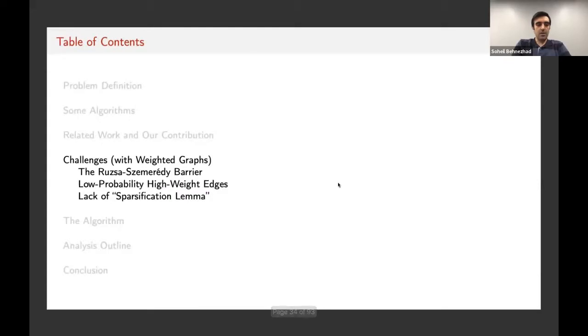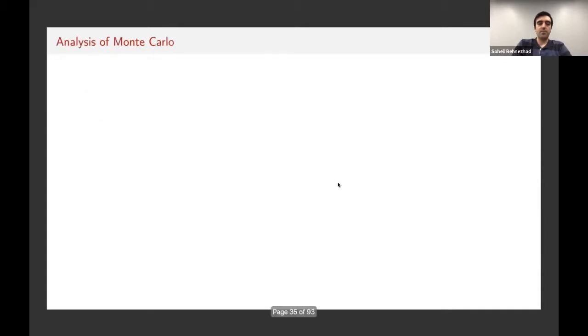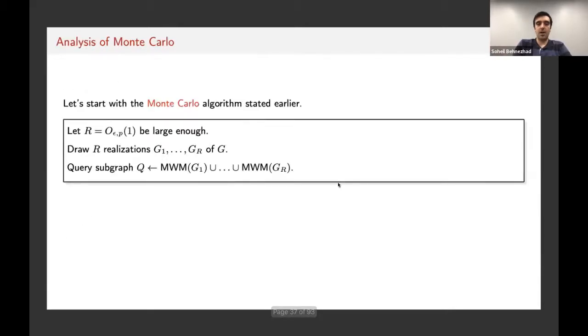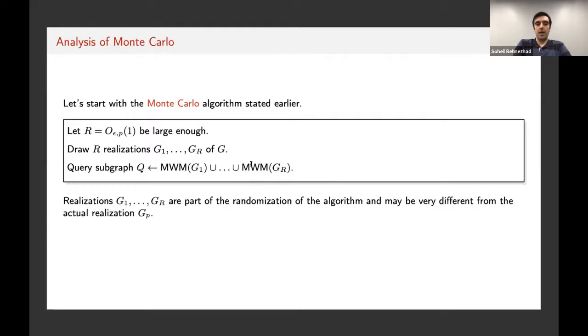Okay. So before going through the details of the algorithm and analysis, let me mention a few of the challenges that we face. First, in analyzing the Monte Carlo algorithm, note that each one of these realizations from which we pick a maximum weight matching may be very different from the actual realization GP on which our algorithm has to be competitive. In particular, if we pick any of these matchings, say the maximum weight matching of graph GI, in expectation only a p fraction of its edges are going to be realized in GP.